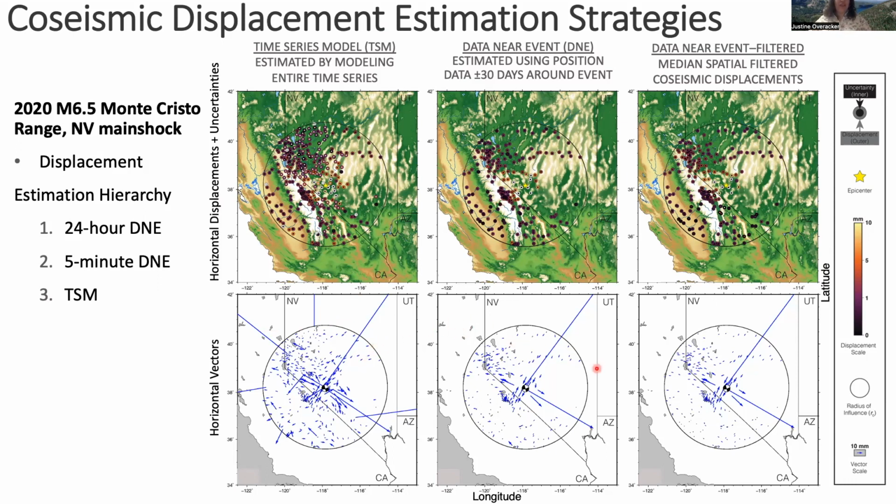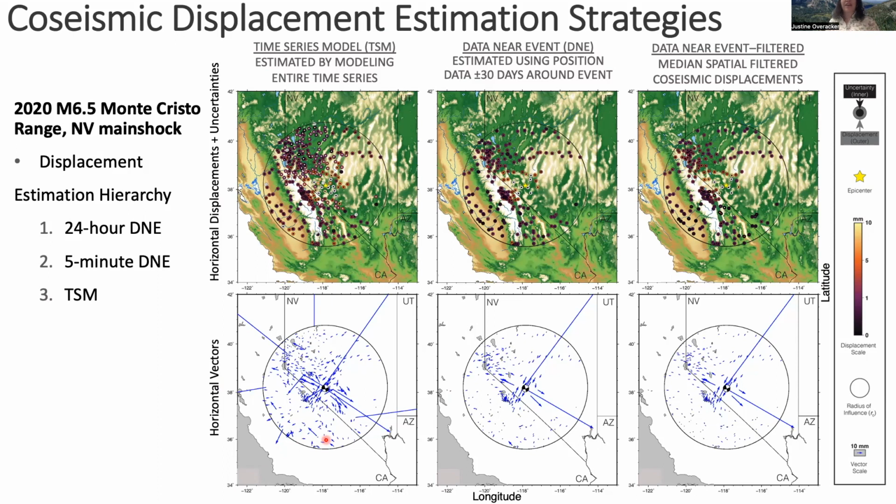The data near event model has less scatter than the TSM model, which has these outliers near the periphery of the radius of influence. So this kind of brings us towards maybe implementing a displacement estimation hierarchy.